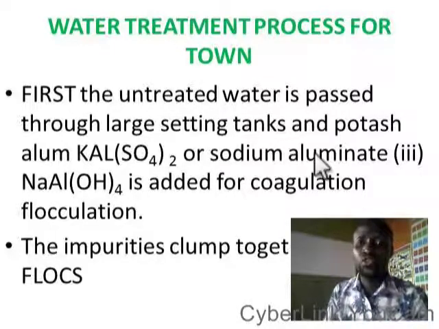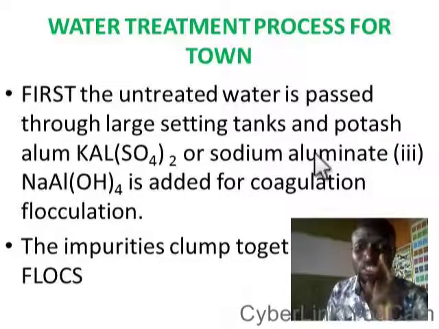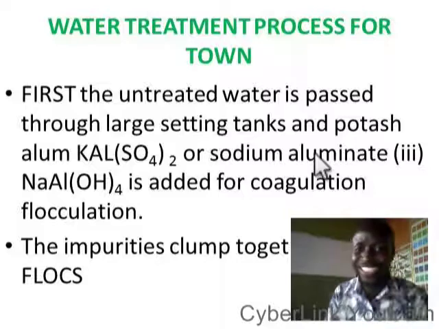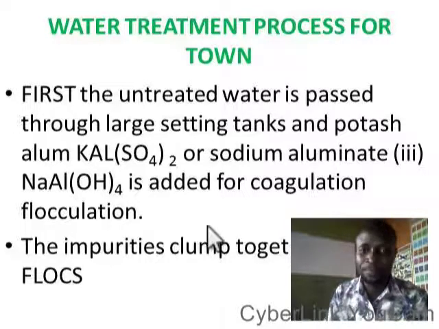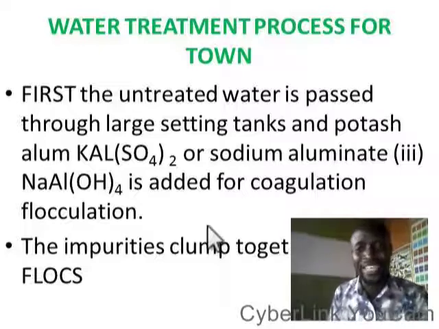Or you pass it through sodium aluminate 3. Sodium aluminate 3 is NaAlO2. That's interesting. It is added for coagulation or flocculation. It's either you coagulate or you flocculate it. But the two major things is just like if you don't use this, you can use the other. That is why it is there.